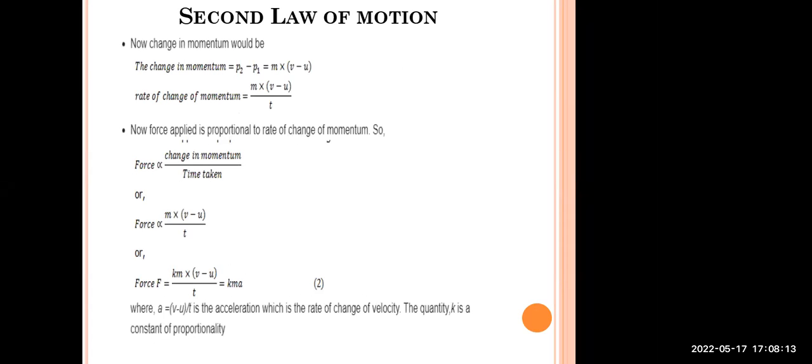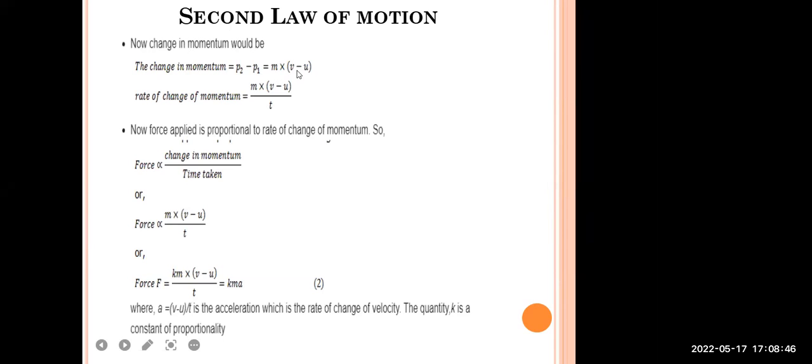The second law states that F is directly proportional to the rate of change of momentum. So we will first find out what is meant by change in momentum. Change in momentum means final momentum minus initial momentum. Final momentum is P2, initial momentum is P1. Here you can say that it is mv minus mu. I have taken m common, so it will be m into v minus u. So this is the change in momentum.